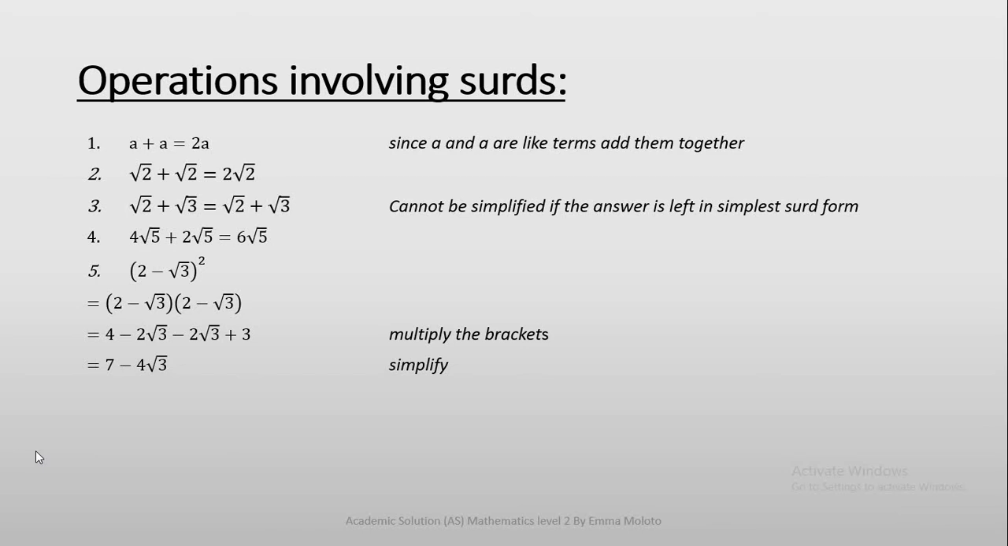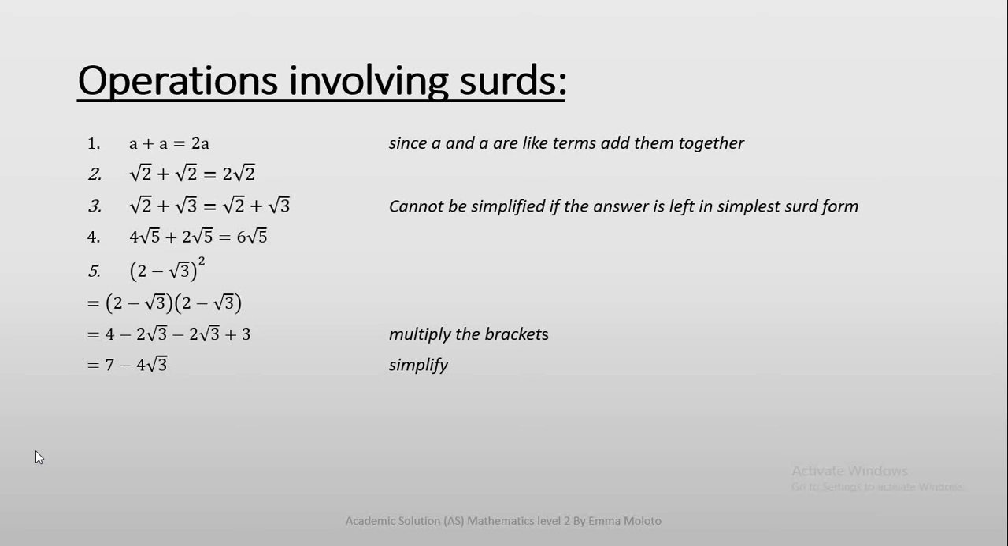Remember what I said. Please refer to the notes that I've written on the side so that they can guide you on what's happening. So in this case, number 3 says it cannot be simplified, so the answer is left in simplest form. Number 4, we have 4 times the square root of 5 plus 2 times the square root of 5, which is equal to 6 times the square root of 5. I hope you understand that.